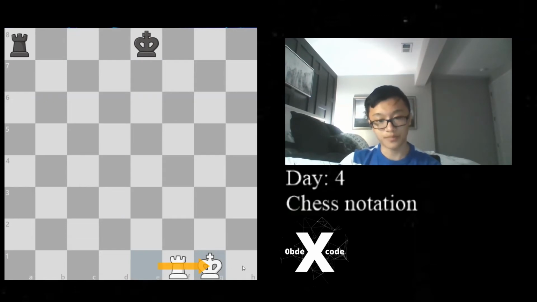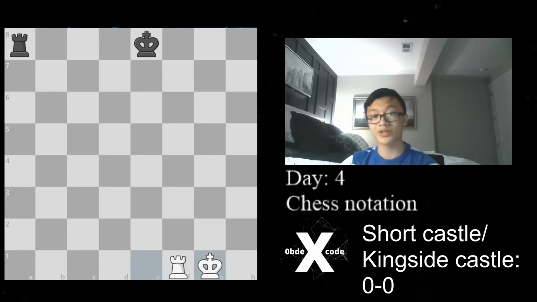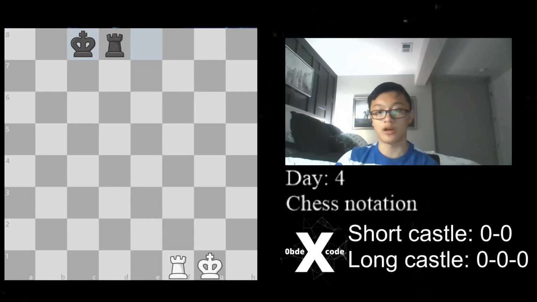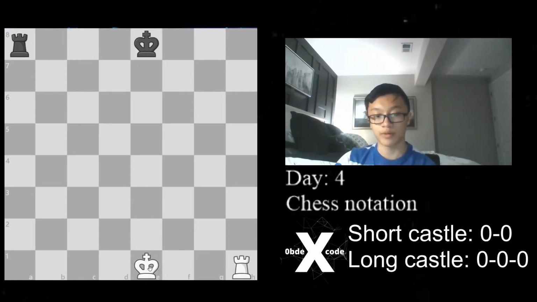So right here, white castled kingside, or a short castle. So in chess notation, we would call this 0-0 to symbolize that they castled kingside, like the person who's playing white castled kingside. Black here would be 0-0-0, and the reason why is because black castled queenside, long castle. So remember the difference between kingside castle and queenside castle, long, short, whatever you call it. Remember, this is 0-0. This is 0-0-0.